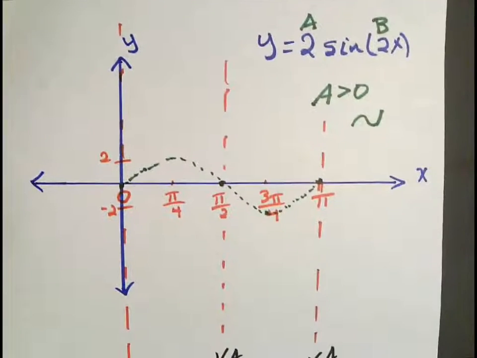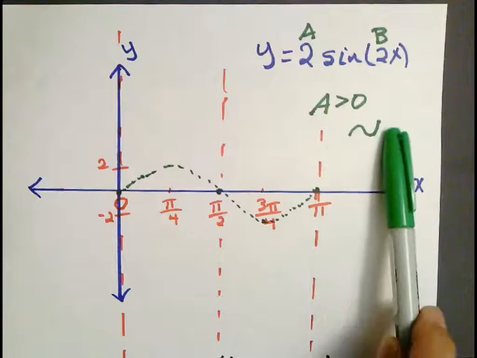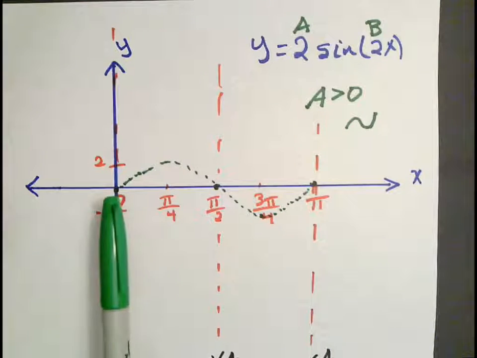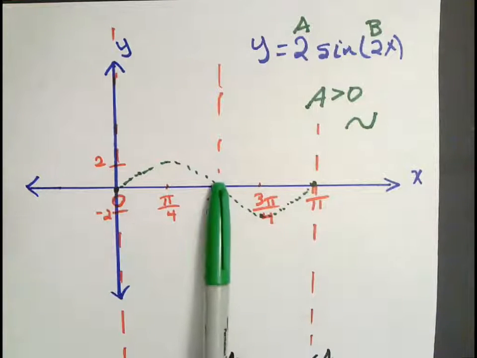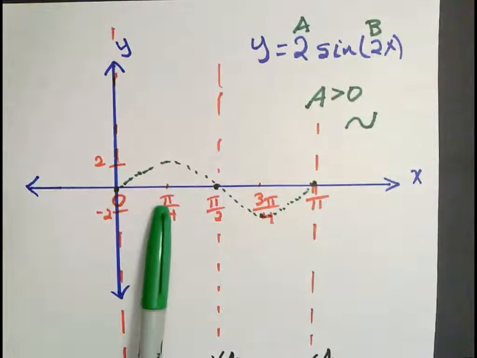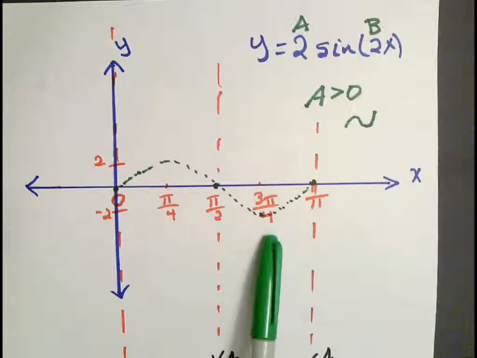Then we're going to sketch our sine curve. And remember, since the A is greater than 0, it's going to have a mountain, then a valley. And for the sine curve, also remember that the first critical number, the third critical number, and the fifth critical number are on the axis. The second critical number will go to a maximum point. The fourth critical number will go to a minimum point.